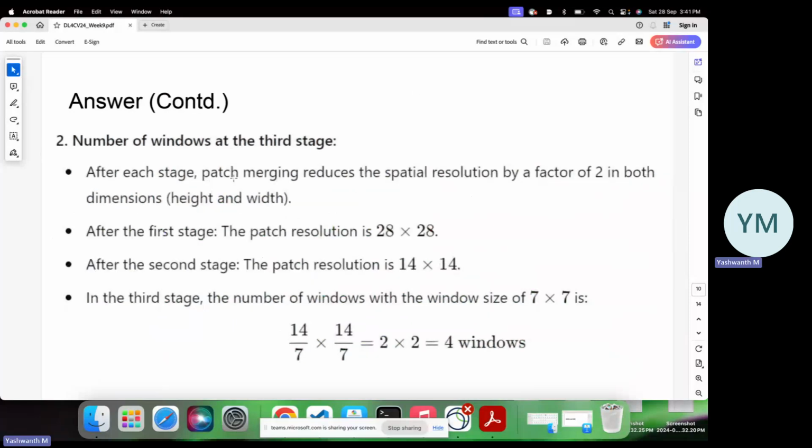Now, after each stage, patch merging reduces the spatial resolution by a factor of 2 in both dimensions. After the first stage, the patch resolution is 28 cross 28, and after the second stage, the patch resolution is 14 cross 14. In the third stage, the number of windows with the window size of 7 cross 7 is 14 by 7 times 14 by 7, that is 2 cross 2. So in total, we'll have 4 windows.